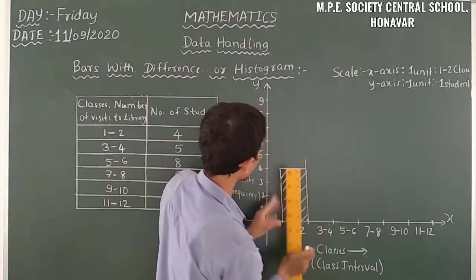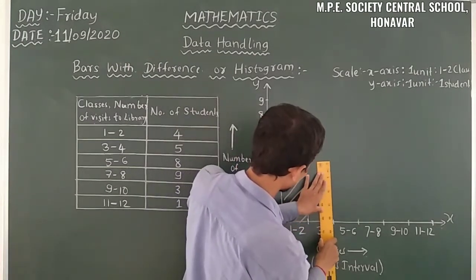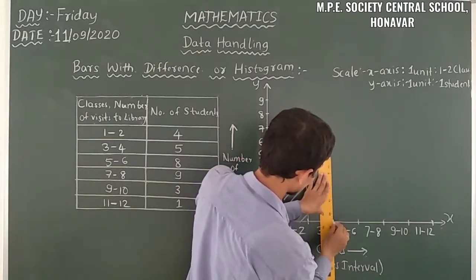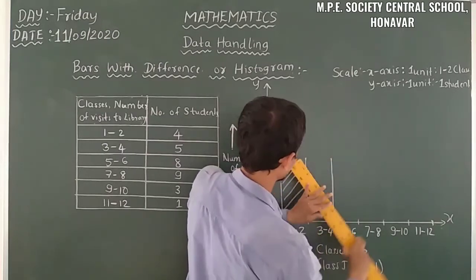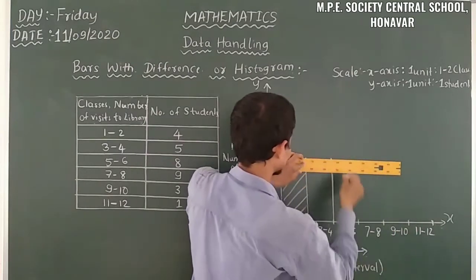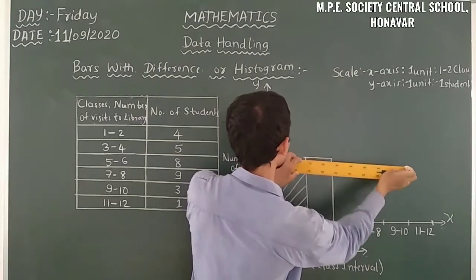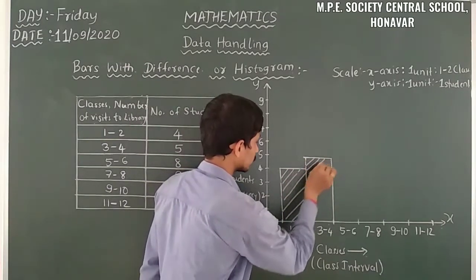So here it is up to 5. I increase it. Then here also we have to take up to 5. So like that we have to increase. Then we have to join. So this must be equal to the mark of 5. After that, shade that one.